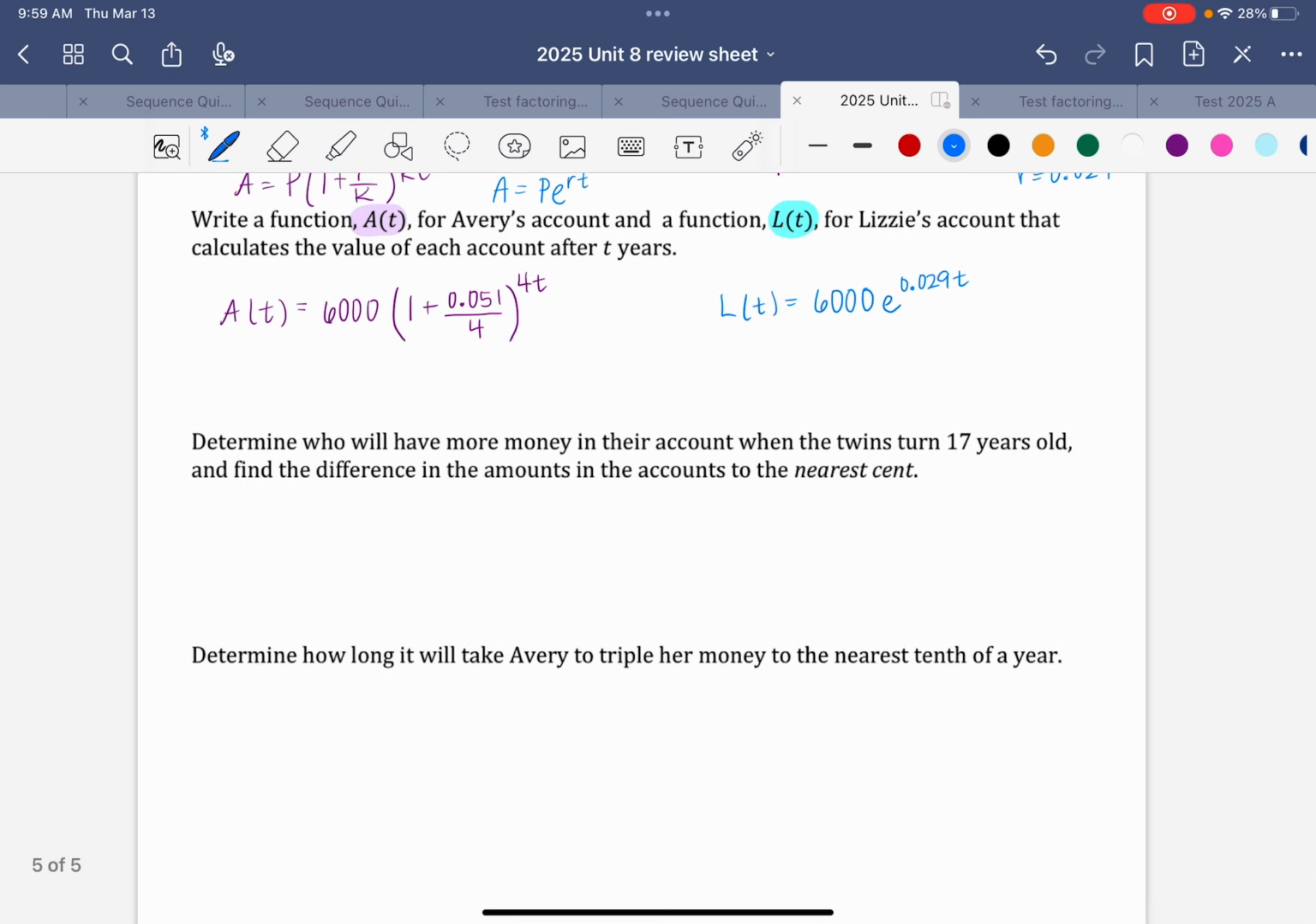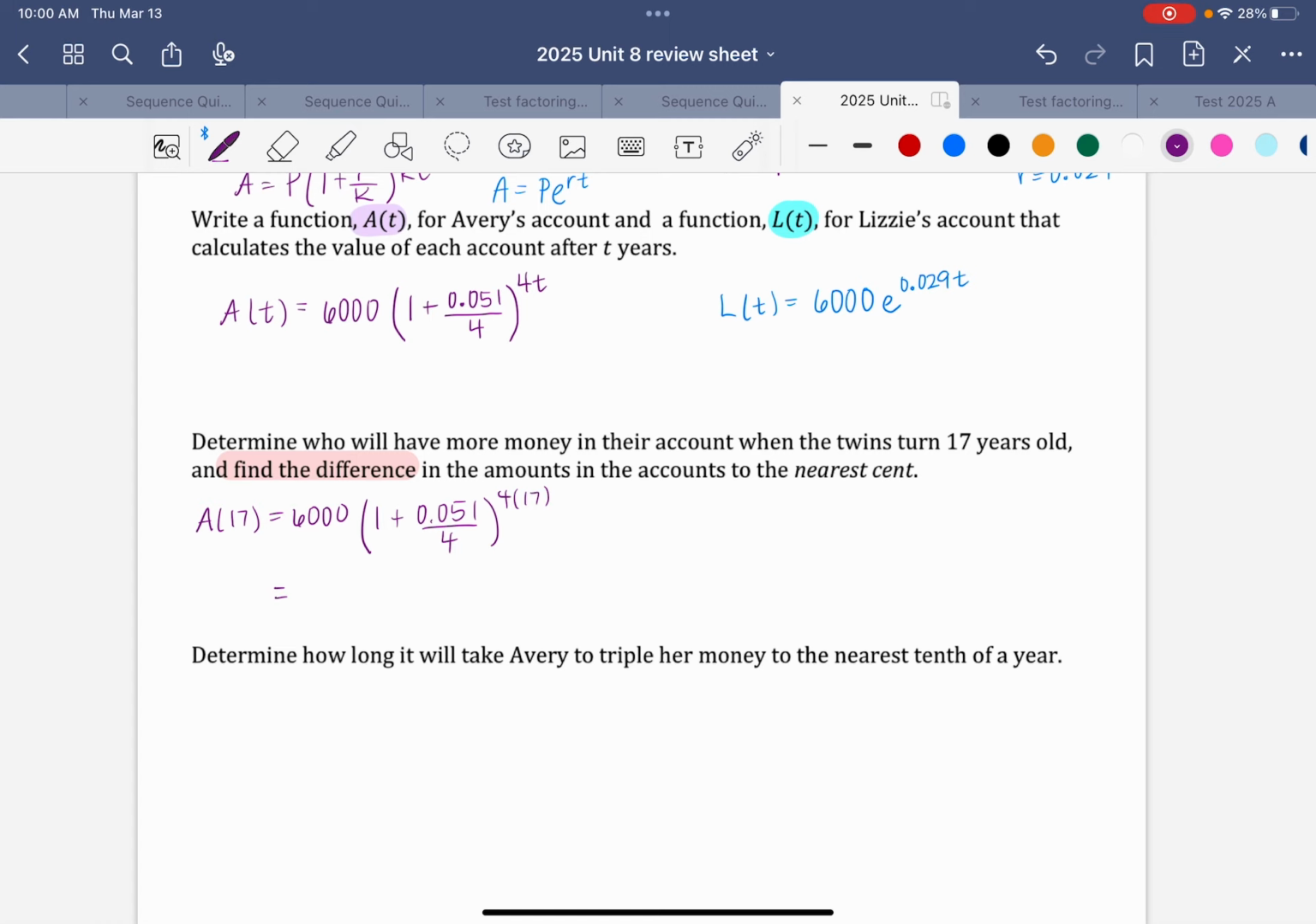Now it says determine who will have more money in their account when the twins turn 17 years old and find the difference in the amounts in the accounts to the nearest cent. So if we're going to have to find the difference, we're going to have to subtract when we're done. So first thing I want to do is figure out how much Avery's going to have after 17 years. So I'm just plugging in a 17 for the T, so it'll be to the 4 times 17 power.